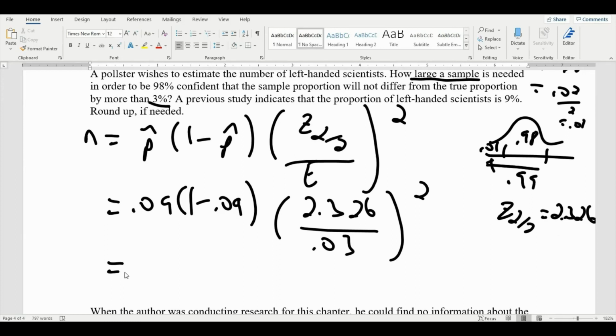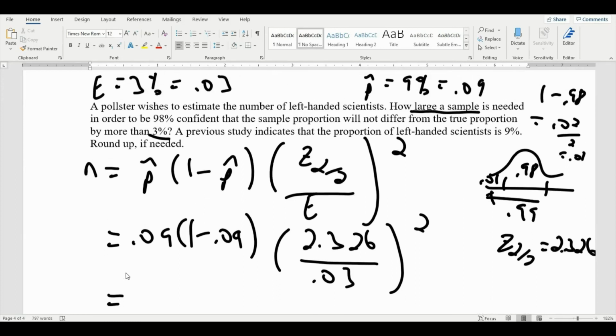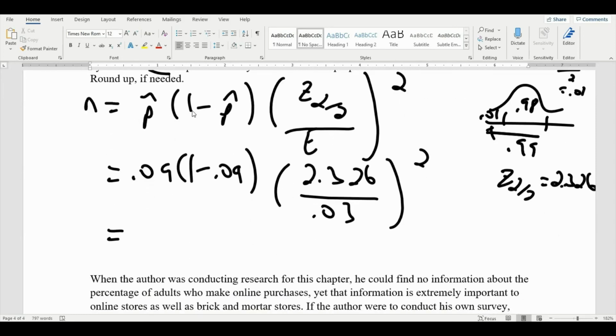And so this is all calculator. Let's take a look at this again and review it. I use the 98%, recognizing that's the middle 98%, and then if I divide it by 2 to get the two tails, that's 2% total, 1% in each tail, it gives me 0.99. Look at 0.99 either in a calculator, StatCrunch, or table, and I find the critical z of 2.326. We're told that we don't want to differ, and anytime you see words like that, that refers to a margin of error, by more than 3%. As a decimal, it's 0.03, so that's why e is now 0.03. And we're told that in a previous study the proportion, the p hat, is 9%, which is 0.09.